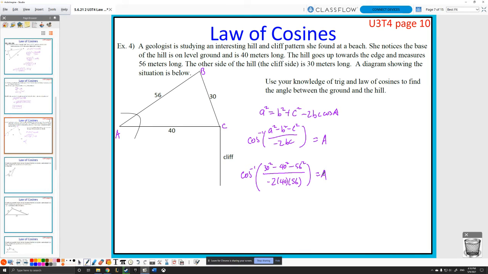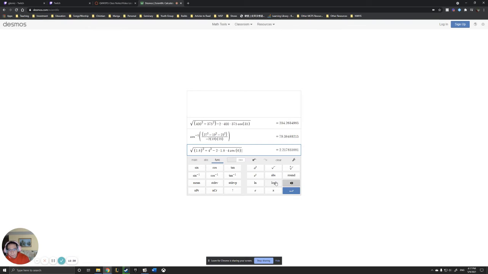Now, for those of you trying to estimate the numbers, you will notice that 30 squared minus 40 squared minus 56 squared is some negative number. But because I'm dividing by a negative number, inverse cosine works out fine. So let's go ahead and do that again.